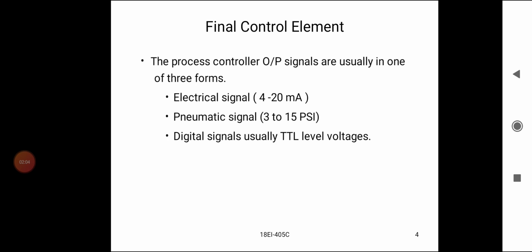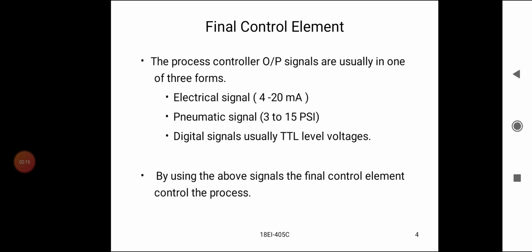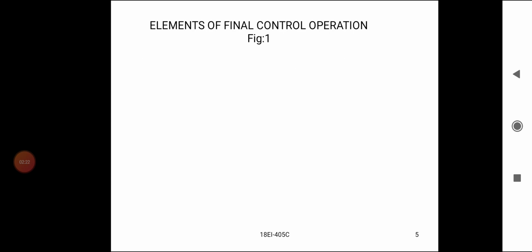Digital signals are usually transistor logic level voltages, so logic 1 and logic 0 levels. By using the above signals, the final control element controls the process.